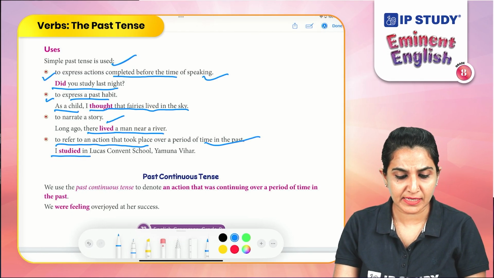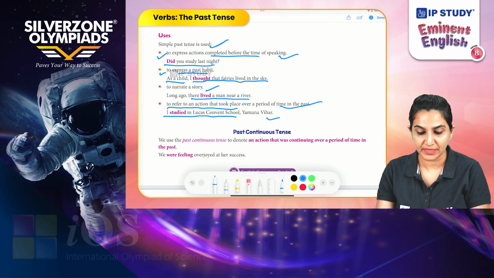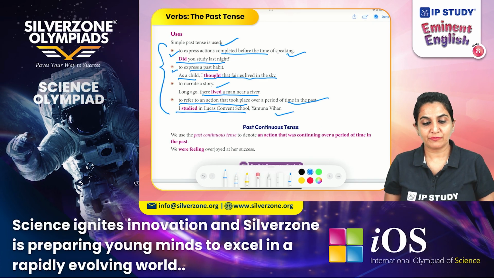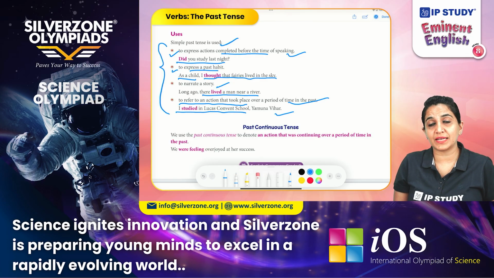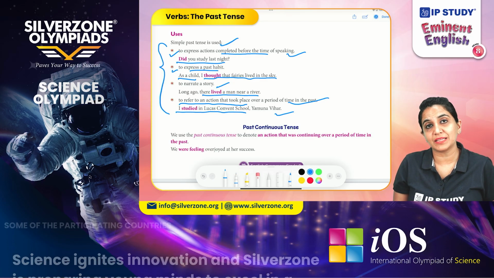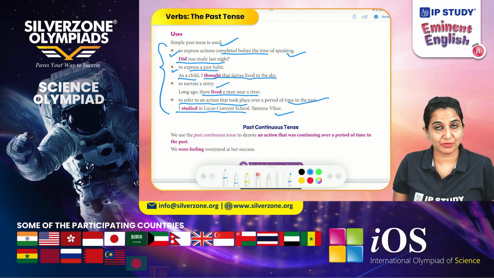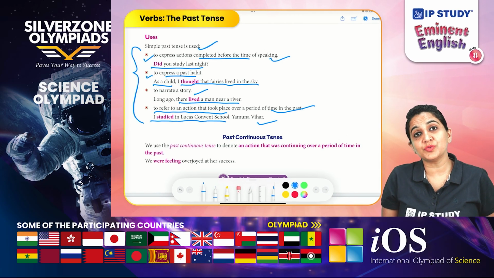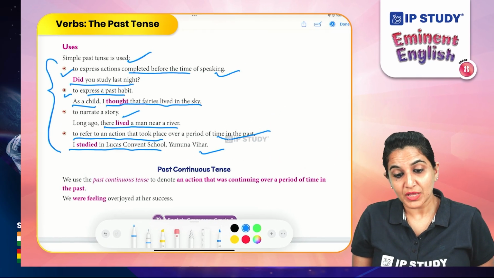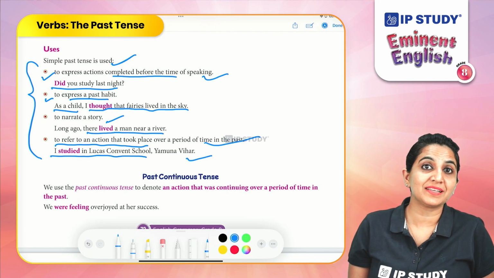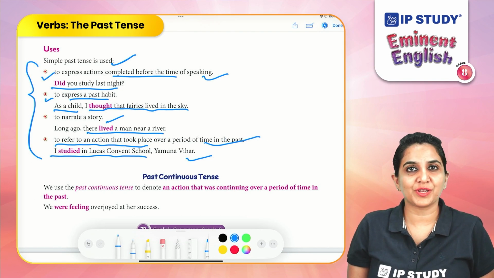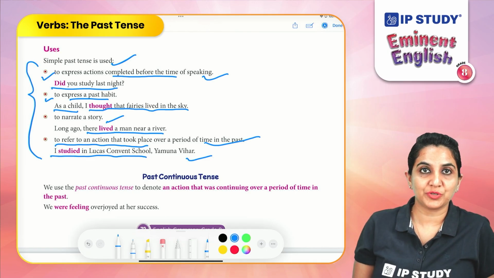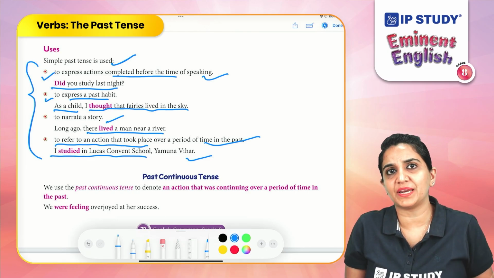I studied in Lucas Convent School, Yamuna Vihar. So all of these actions, which express actions that have completed in the past by the time we are speaking or talking about it, are also used to express a past habit. They're also used sometimes to narrate a story, because a story is always told in the past. They're also used to refer to an action that took place over a period of time.